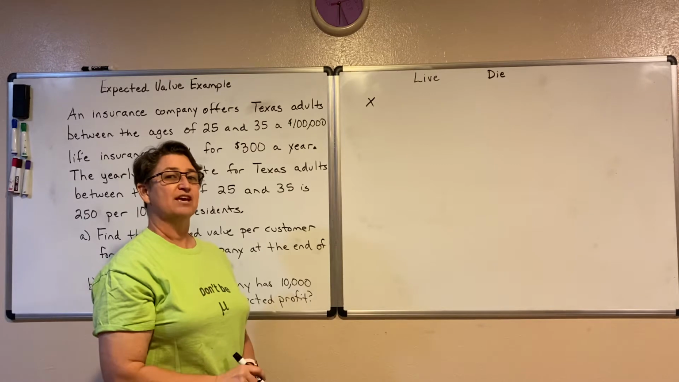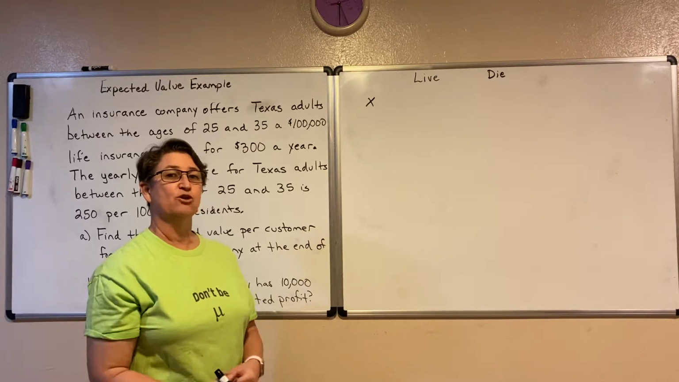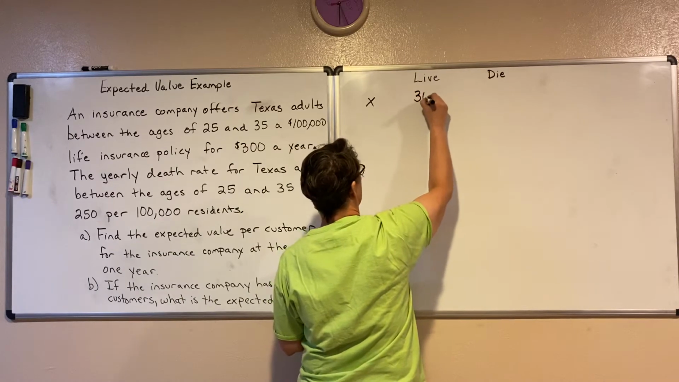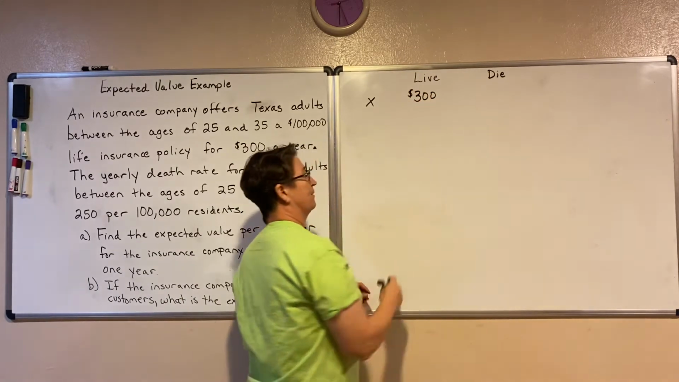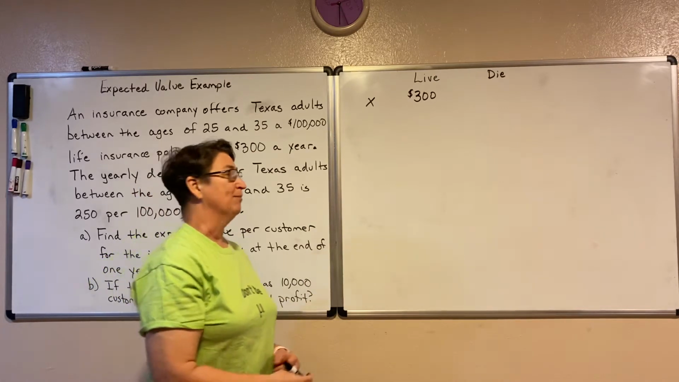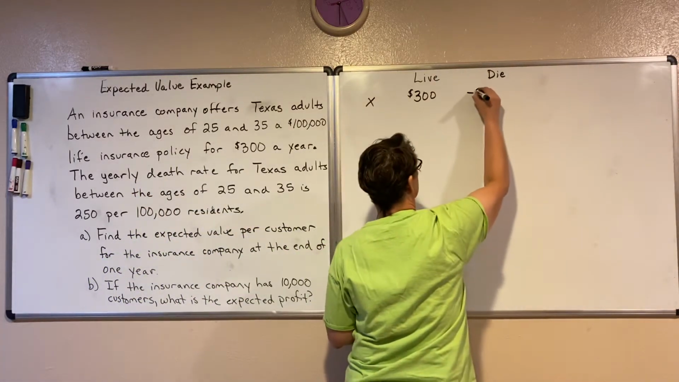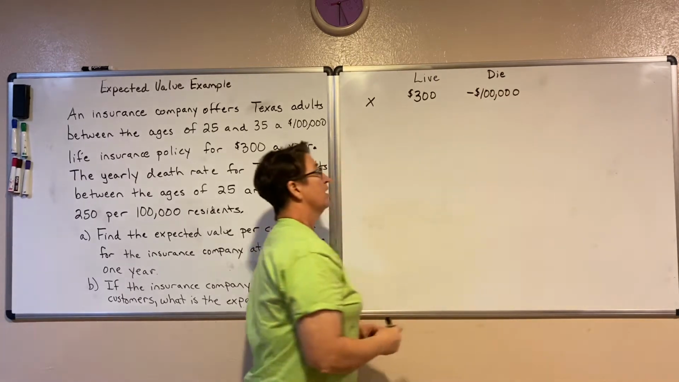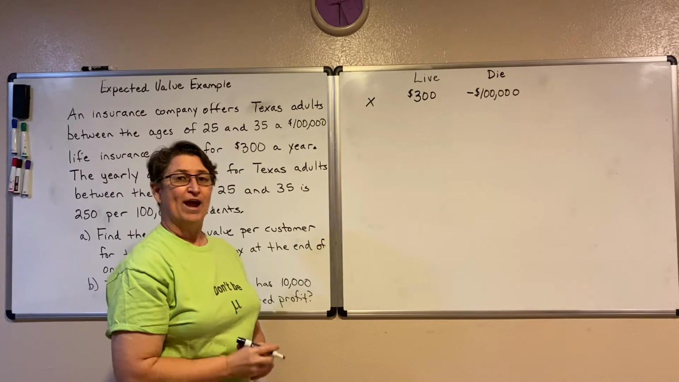So in this case, if I live, I am paying the insurance company $300, or the insurance company is going to make $300 off of me. However, if I die, the insurance company is going to pay my family $100,000. So they lose $100,000. Those are my random variables.